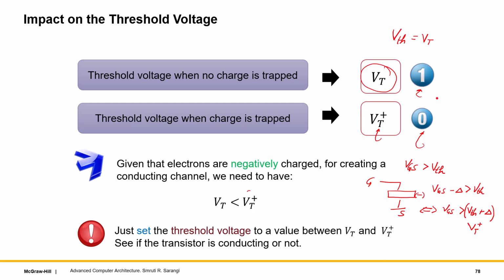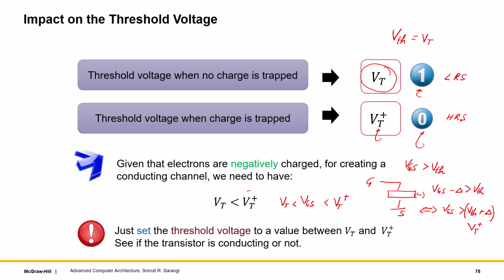And that's not very hard to find out. So let us say that you apply a gate to source voltage which is between Vt and Vt plus. So what will happen? If the state is 1, it is going to conduct, right? So for this it will be a low resistance state. For the state 0, it will not conduct because the gate source voltage is less than the threshold voltage, so it will be in the high resistance state. So that is how we can differentiate between the two states of the transistor.